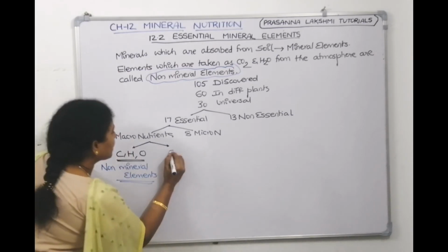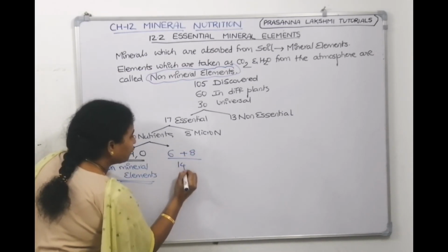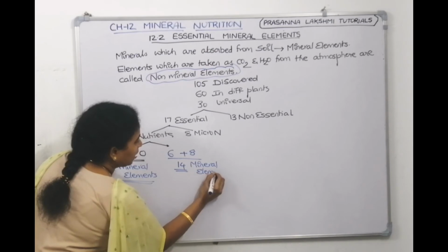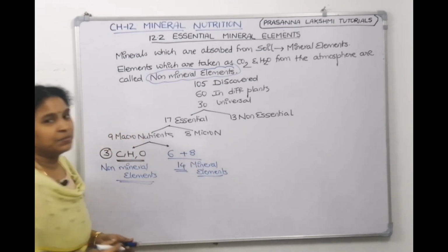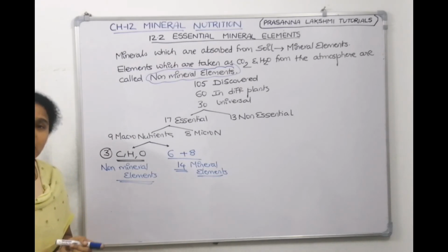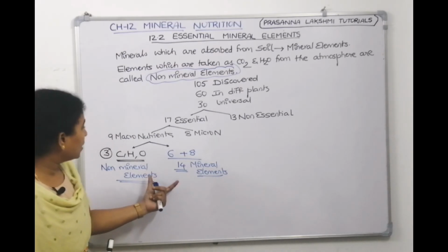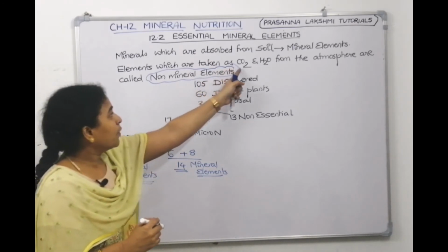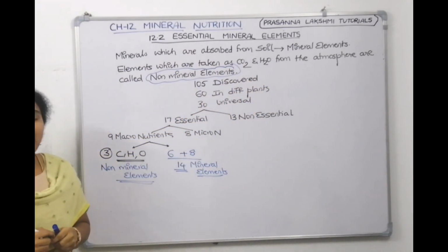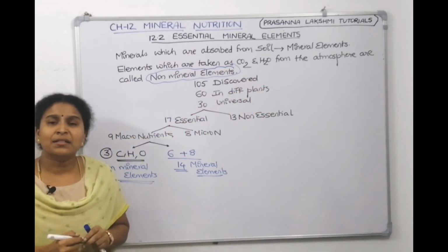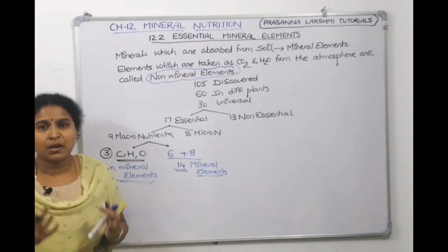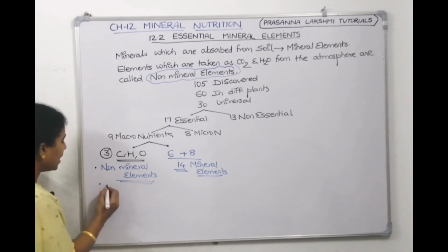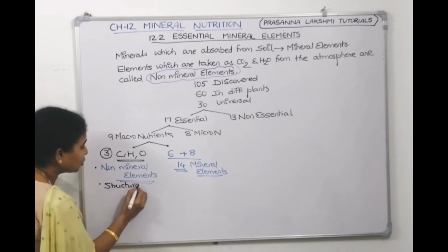So that means leftover 6 plus 8, 14 are mineral elements which are absorbed by the plant from the soil. Understood, children? Which are absorbed by the plant from the soil are called mineral elements. These three are non-mineral elements. In the form of carbon dioxide and water, they absorb them. And what do they make? They make the cell walls, they make the structural molecules: cell wall, cell membrane, all the components. So that is why CHO are called non-mineral elements. They are also called structural elements.